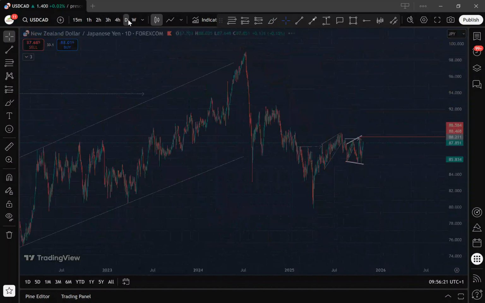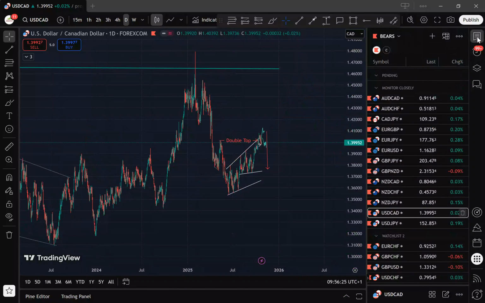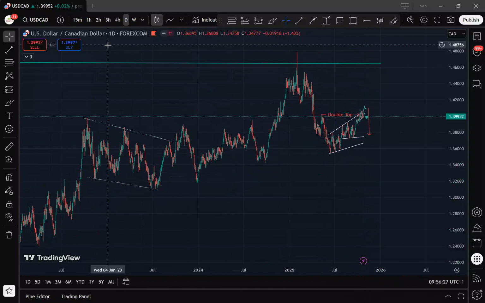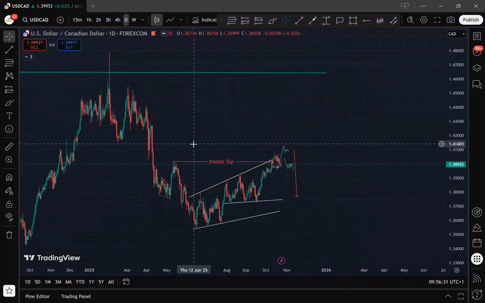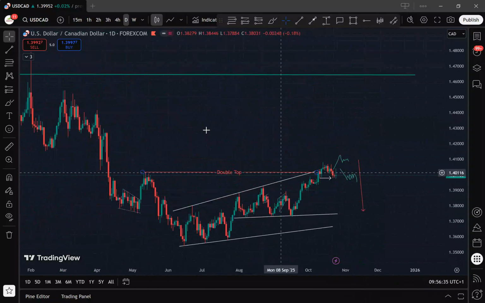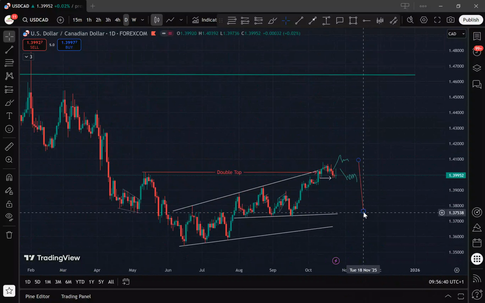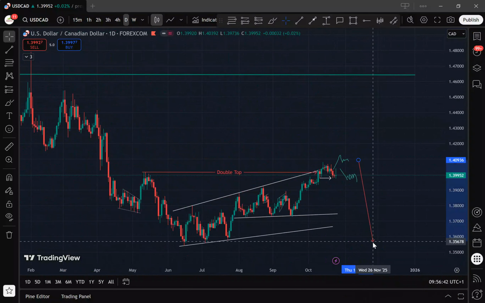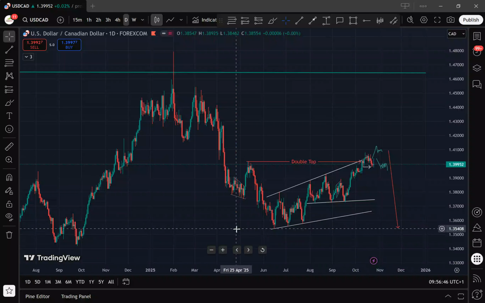Then we have USD CAD. We have been waiting for this setup now for the past couple of days or weeks. On the USD CAD, we have this high, then we have this bearish continuation structure. I'm expecting the price to drop to the base of this structure.